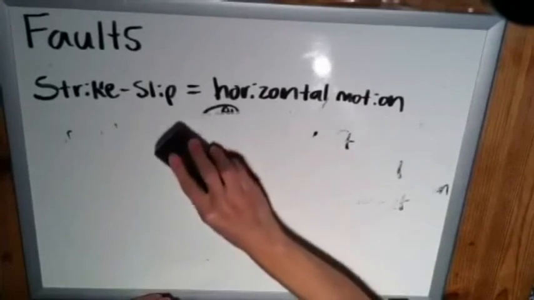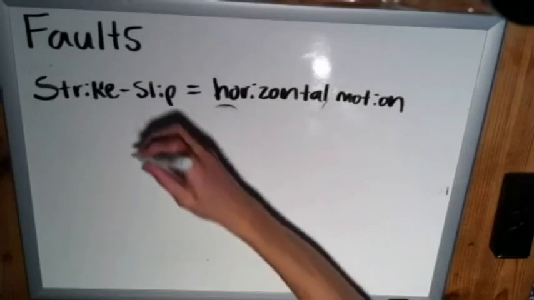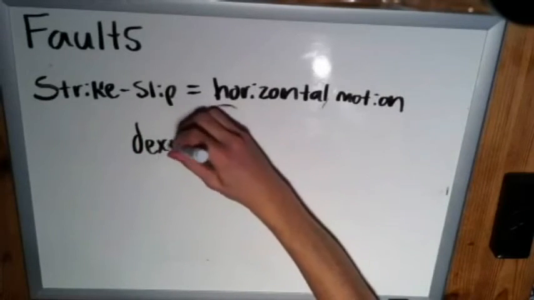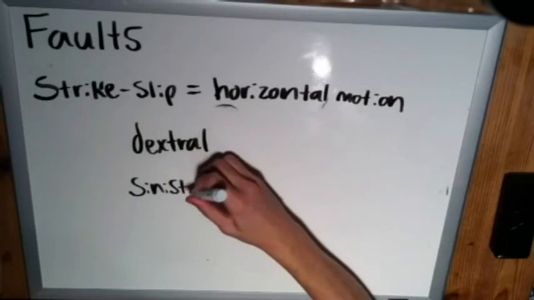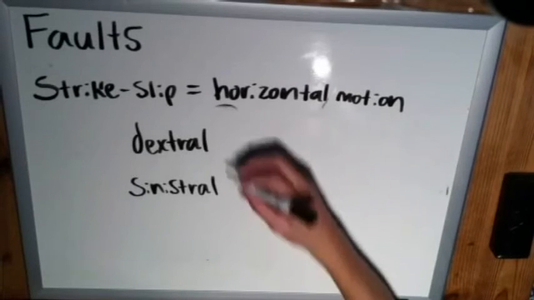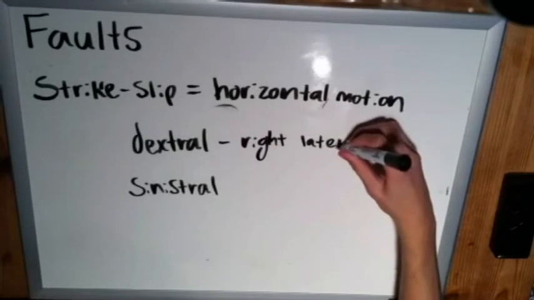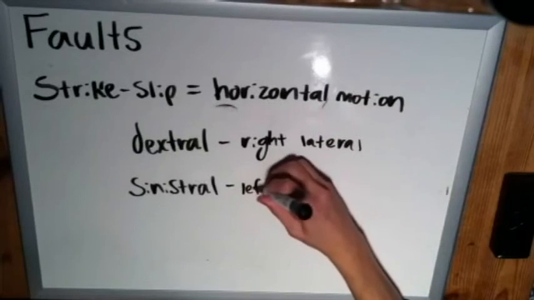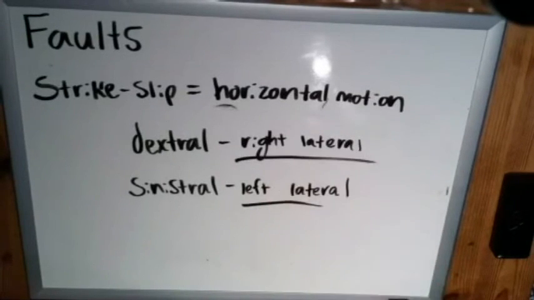Before we move on to our last basic type of fault, there are two other terms that you will hear. They are dextral and sinistral. Sounds kind of like sinister. And basically those are just other terms: dextral is right lateral, and sinistral is left lateral. Yeah, they're kind of scary words, but their meanings are simple enough. If you see that term anywhere, a dextral fault or a sinistral fault, they're nothing too bad.